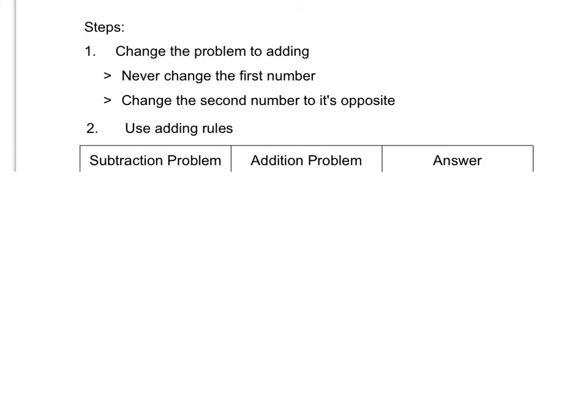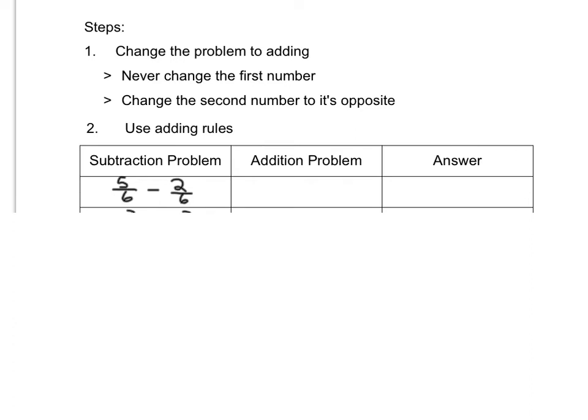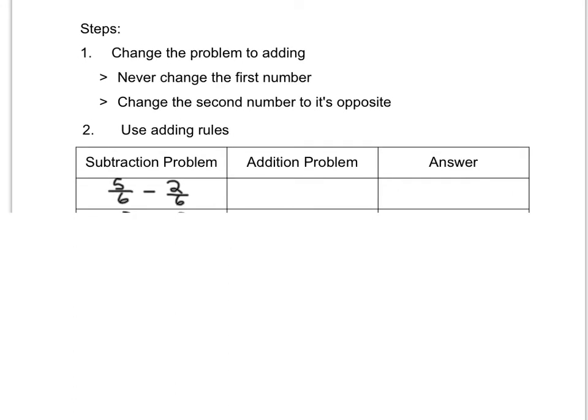Alright, we got your steps up at the top. You're going to need to fill in the table as I go with the examples. Here's the first example. And yes, on a problem like this, normally you would just take 5/6 and subtract 2/6. But for the sake of this assignment and getting used to these steps, I want you to change it to adding, just so we get used to doing that with all our subtracting problems. So, it says never change the first number, so I'm going to leave 5/6 looking the same. I change the subtraction sign to adding. And then I change this number to its opposite, to negative 2/6. Again, on your homework and on your test when we do this section, I will be expecting to see this step even on a problem like this one, just to get used to them.